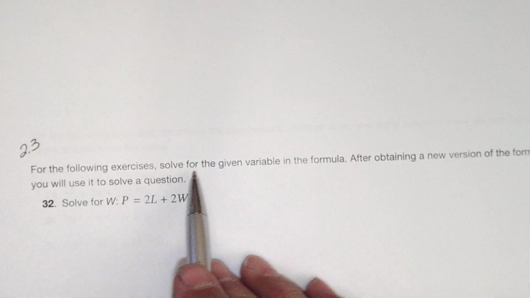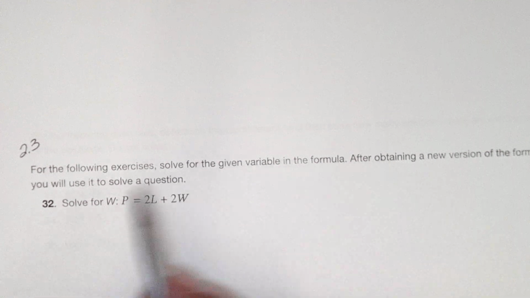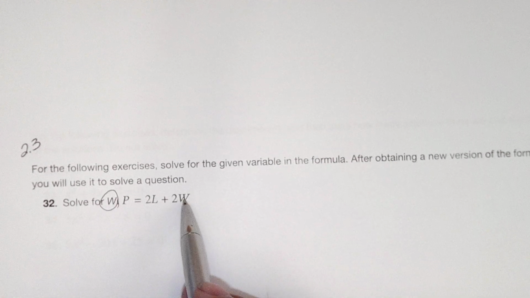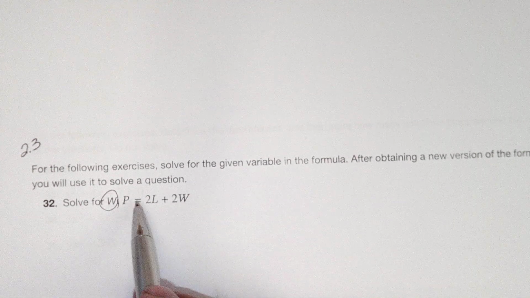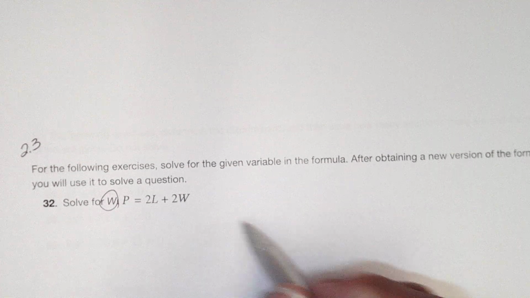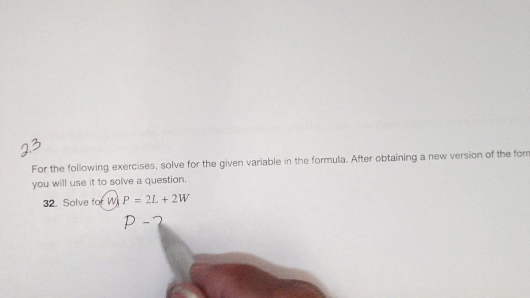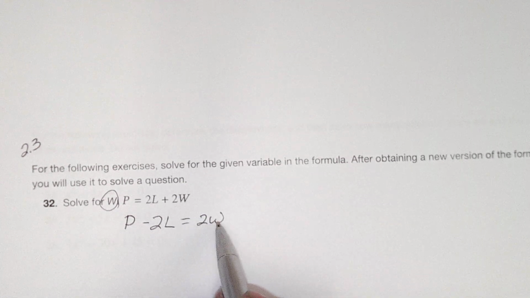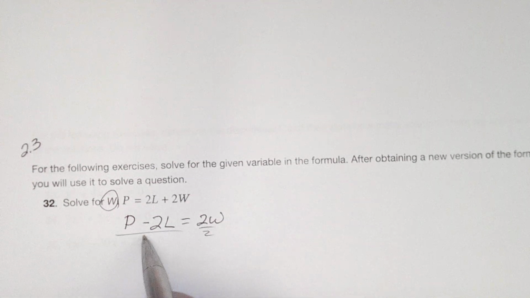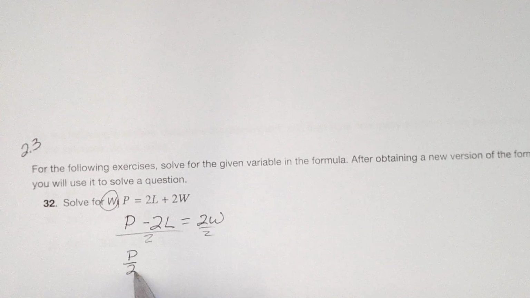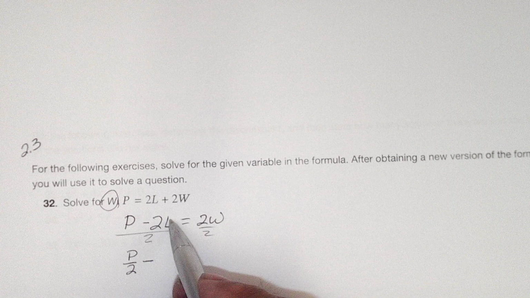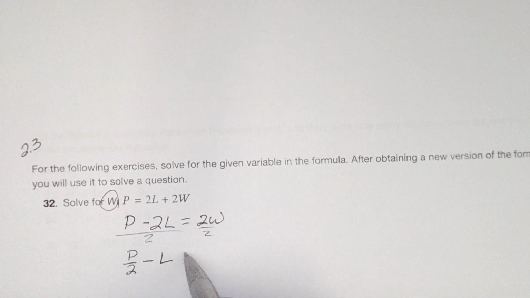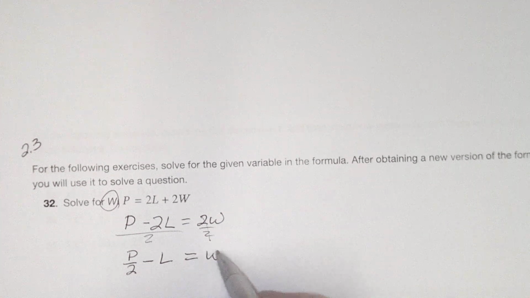Okay, and now 32. Solve for the variable. So we're supposed to solve for w. Get w by itself. So we have to get rid of the added part first. So it would be p minus 2l is 2w. And then that's times 2, so we divide all of this by 2. So we get p minus 2l, divided by 2, is p over 2 minus l, equals, and these cancel, w.